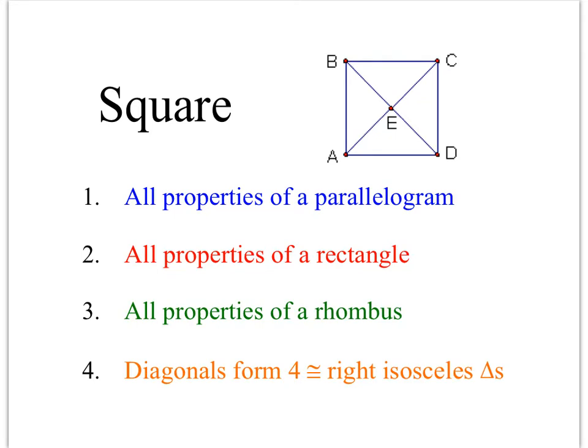isosceles right triangles, which means now if I kind of mark up the square, let me get my marker, we can just say that all the sides are going to be congruent because it's a rhombus. All the angles are right angles because it's a rectangle. The diagonals are going to be perpendicular, so these are all right angles. And they bisect each other. And the diagonals are congruent to each other because it's a rectangle, so it has all those properties.